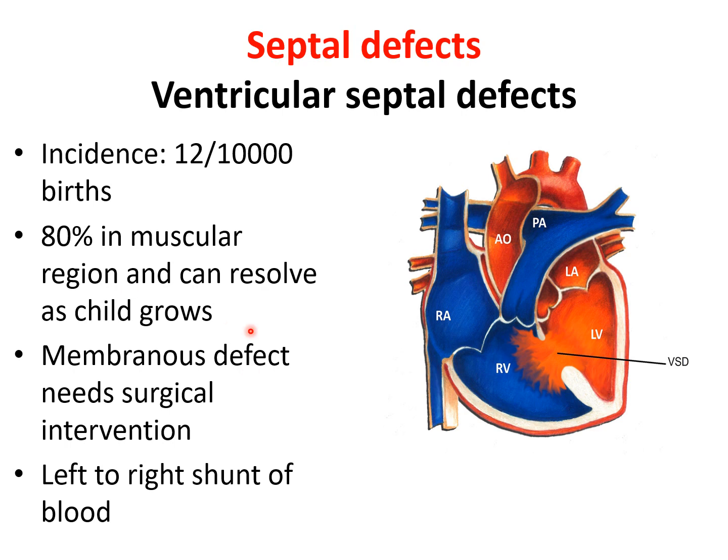So 80% of the time it is seen as a defect in the muscular part of the septum, but if it is in the muscular part of the septum, generally it is repaired by itself as the child grows. But the defect in the membranous part needs surgical intervention.